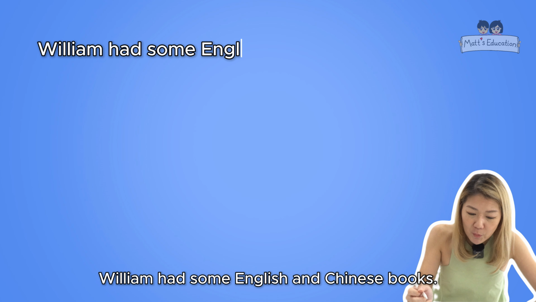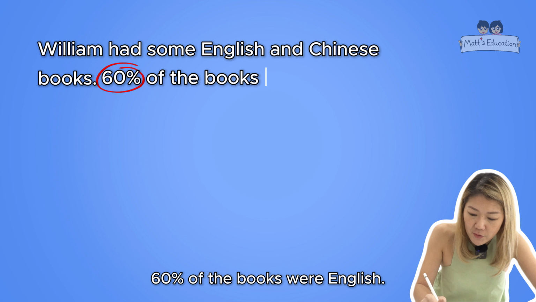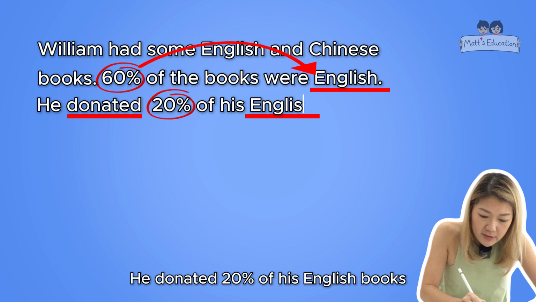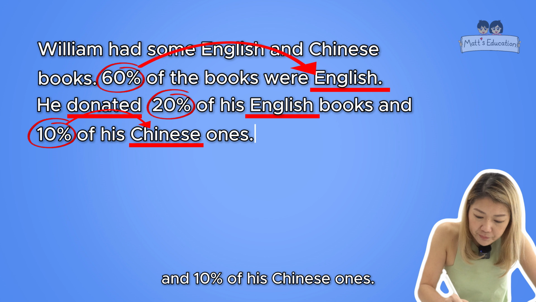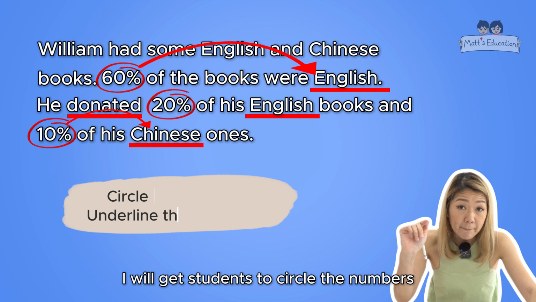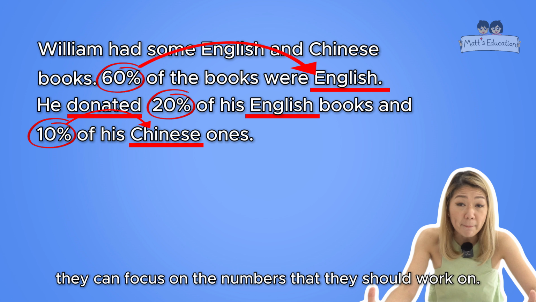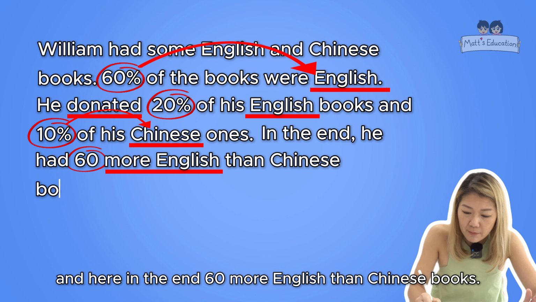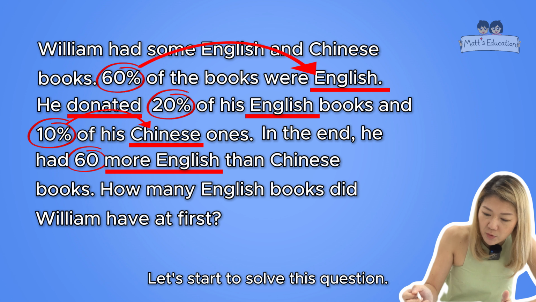William had some English and Chinese books. 60% of the books were English. He donated 20% of his English books and 10% of his Chinese ones. So usually what I will do is I will get students to circle the numbers and underline the keywords. In this case, they can focus on the numbers that they should work on. And here in the end, 60 more English than Chinese books. Let's start to solve this question.